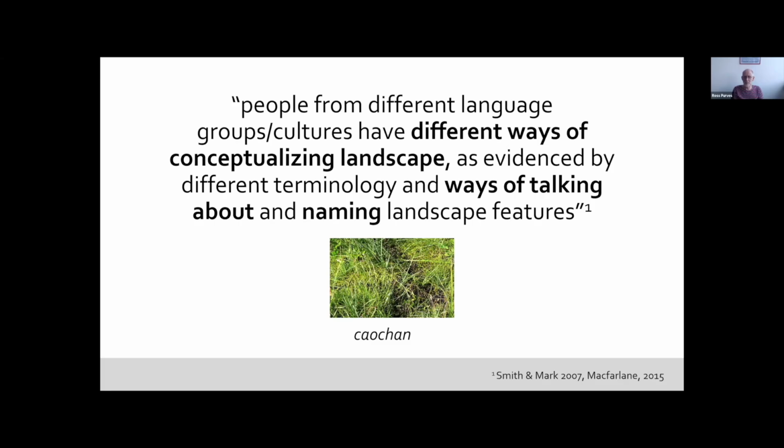David Mark and Barry Smith, in their work on what they termed ethnophysiography, talked about this idea that people from different language groups and different cultures have different ways, and that you can really discover this by looking at how things are named. So this is, I can't say it, Kauchen is a Gaelic word, and it's a word for a drainage channel, if you like, in a boggy area of land that's barely visible. And it doesn't really matter what language and what culture you go to, you'll find examples like this.